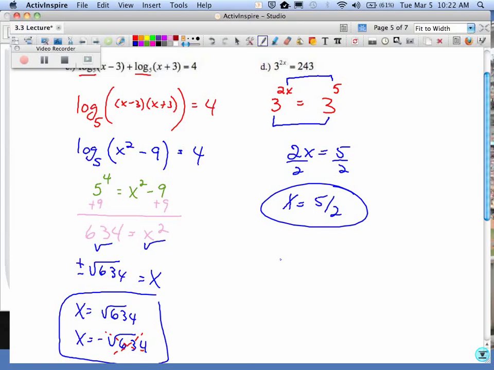You can go back and check this. Type in 3 caret parentheses 2.5 times 2. I guess I should have written it 2 times 2.5, but right? Working? Okay.